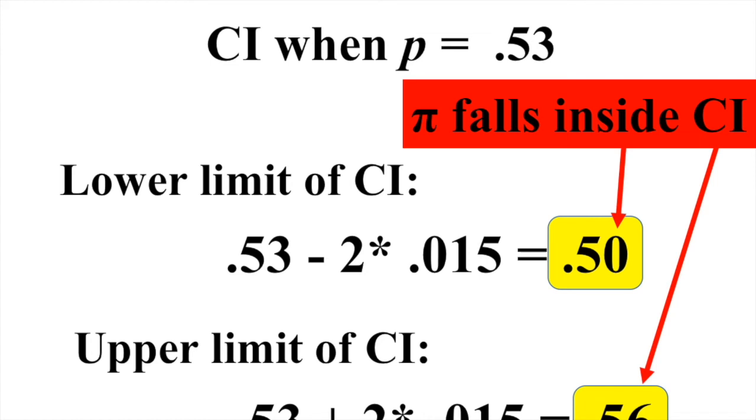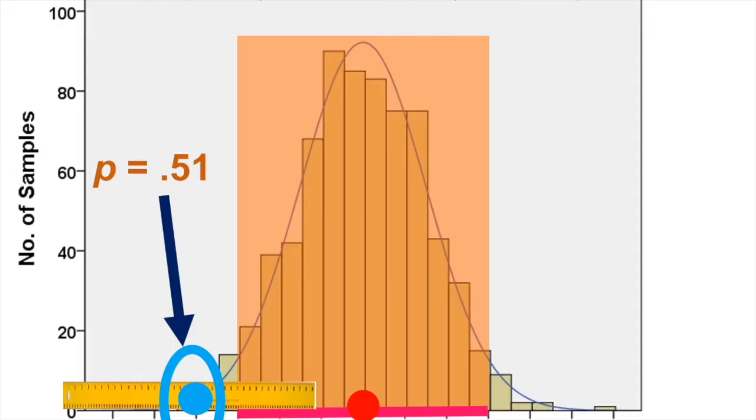We can see if pi falls within that confidence interval. So pi is 0.55. Does 0.55 fall between 0.50 and 0.56? It does. Okay, so let's try another value of p. So p equals 0.51. Very few samples in our sampling distribution have p equals 0.51. So what we can do is take that same confidence interval and center it around 0.51. Now you can see that this confidence interval does not overlap with pi.